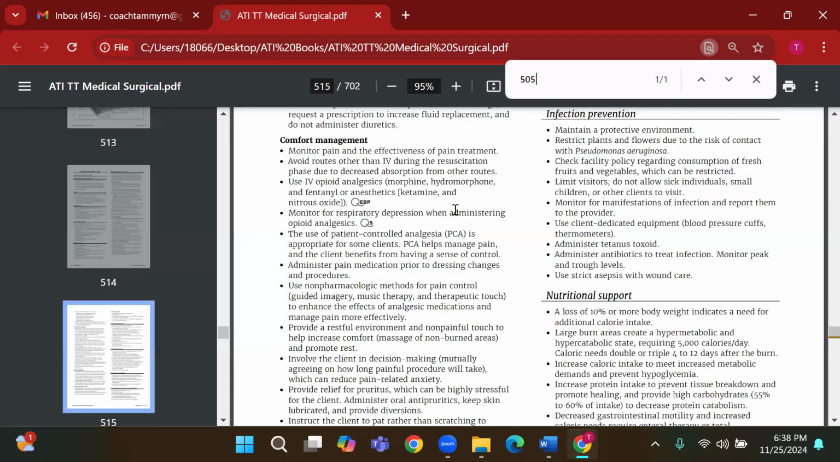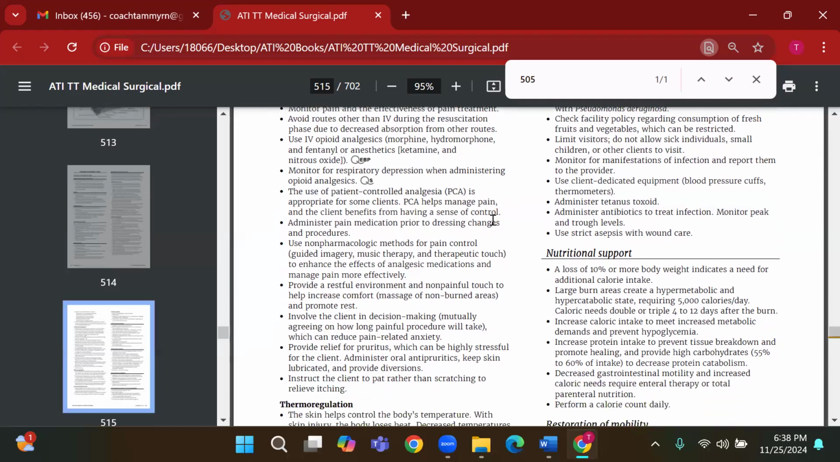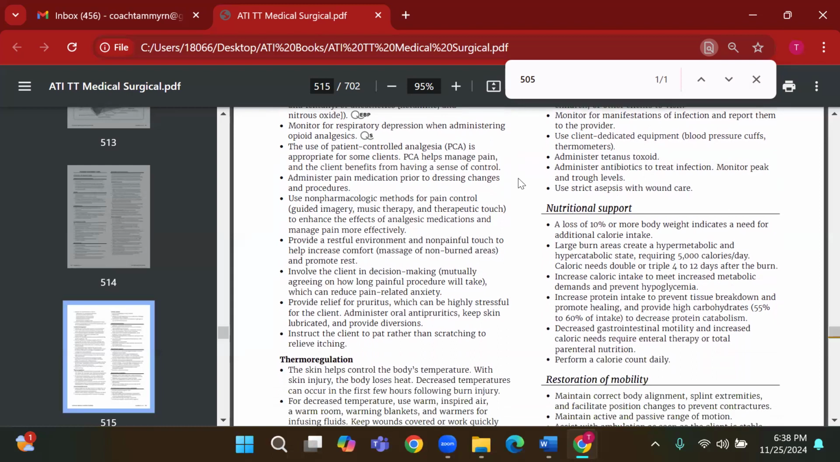We are going to watch for respiratory depression on top of that smoke inhalation when we give morphine to the patient also. This is a good time to put the patient on a PCA pump, right? So that they can push the button themselves if they're capable. And then it says administer pain meds prior to dressing changes. Those dressings will stick to the patient's tissue, and it could be very painful depending on what kind of burn.